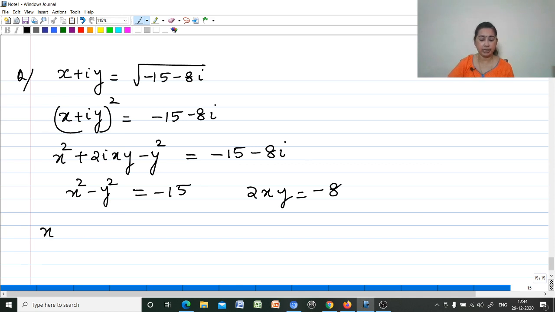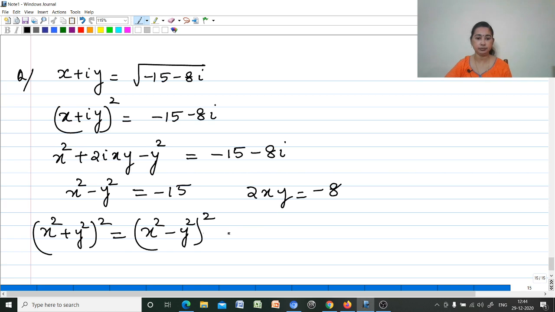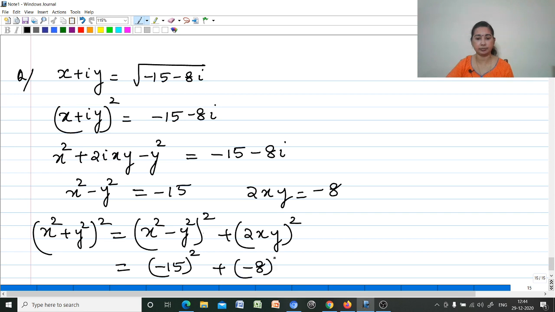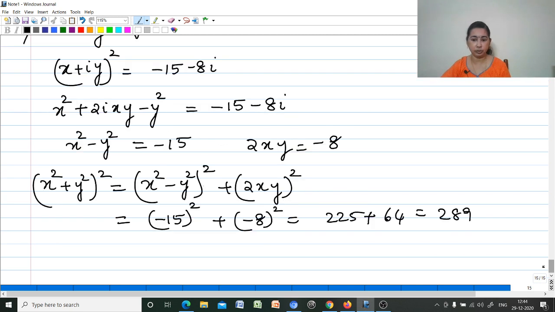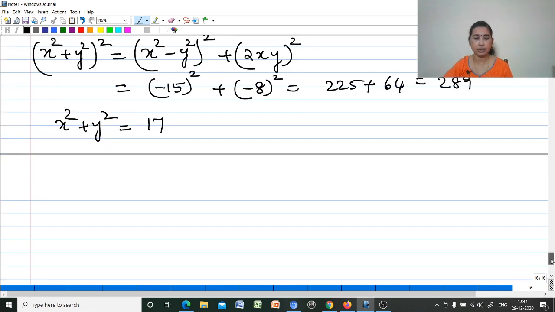So we have to use the identity x square plus y square whole square is equal to x square minus y square whole square plus 2xy whole square. Substituting in this, minus 15 square, then plus minus 8 square. So that is equal to 225 plus 64, that is 289, and therefore x square plus y square is equal to 17. So we got two equations, x square plus y square is equal to 17, and the other one is x square minus y square is equal to minus 15.